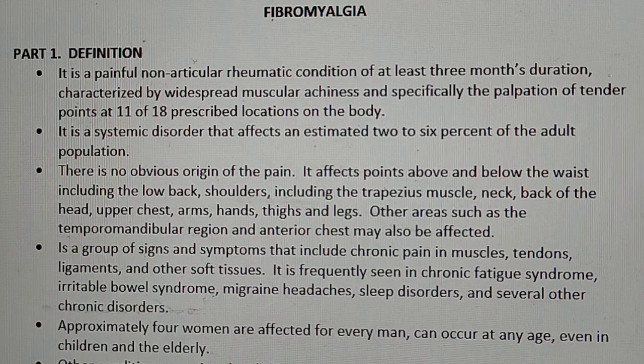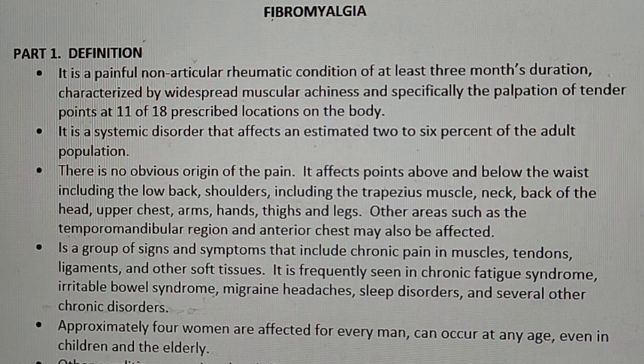Okay, it is a group of signs and symptoms that include chronic pain. So the pain has been there for a long time, like chronic pain in muscles, tendons, ligaments, and other soft tissues. Here you go, guys. It is frequently seen in chronic fatigue syndrome. So if a client has chronic fatigue syndrome, you will be assessing for the fibromyalgia condition as well. Okay, irritable bowel syndrome, migraine headaches, sleep disorders, and several other chronic disorders.